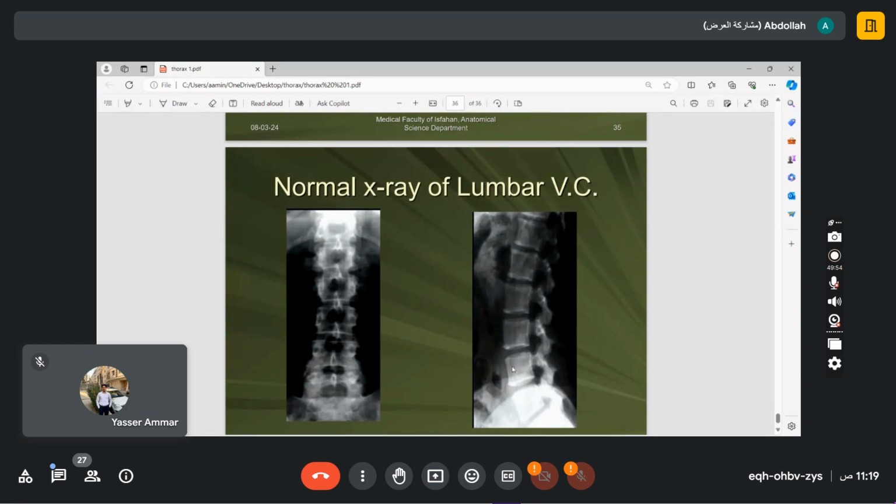Okay, this is a vertebra of the cervical region, and this part, these dark line colors, refers to the intervertebral disc. Any problems in this part are called herniated lumbar disc problems, intervertebral disc problems.